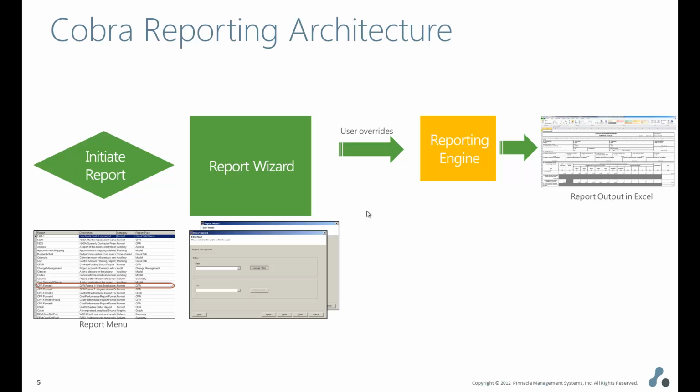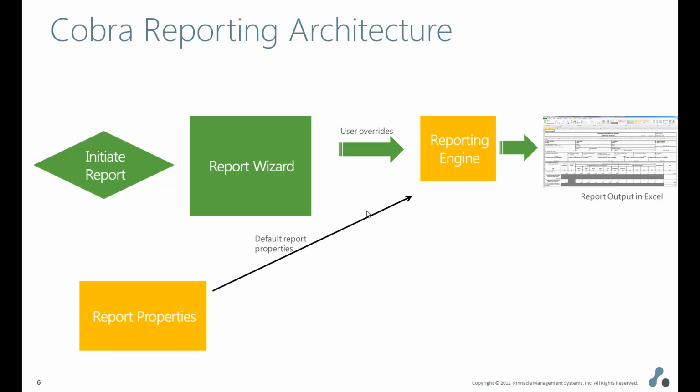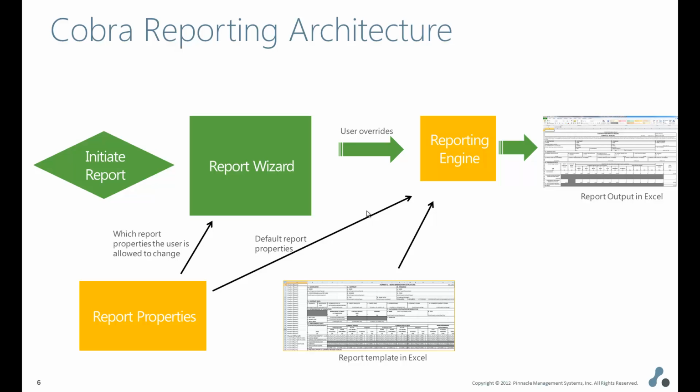So there's a couple of things going on behind the scenes that we're going to talk about. For each report, there are report properties that lay out the defaults for the report. These defaults cover things like what calendars to be used, what cost sets, those kinds of things. The report properties also control which of those things users are allowed to override in the report wizard. So it controls whether the calendar dialog will be displayed, for example, and whether the user can override the calendar details. So report properties are important, and then there's also report templates.